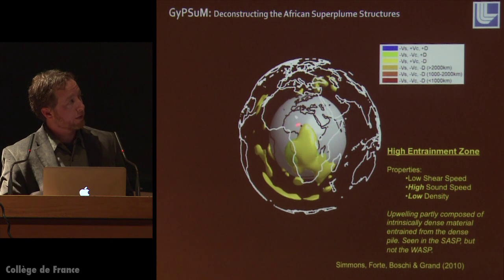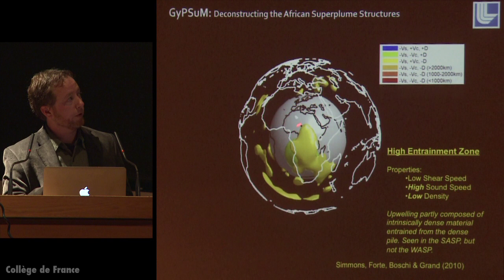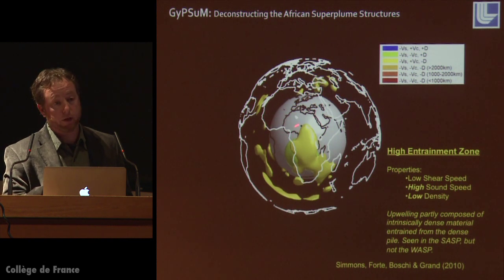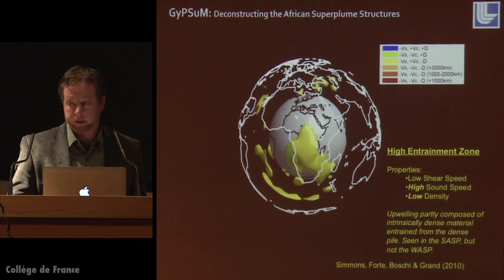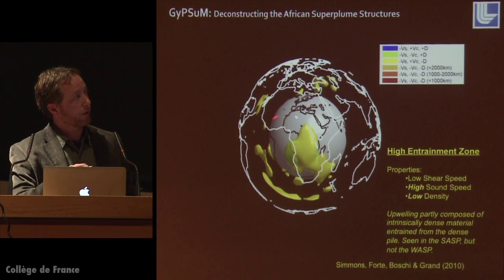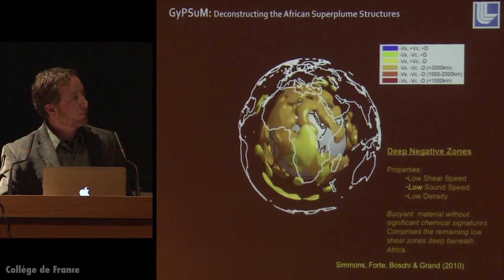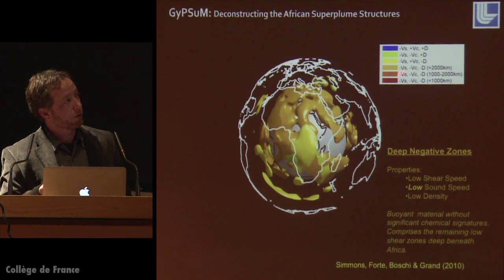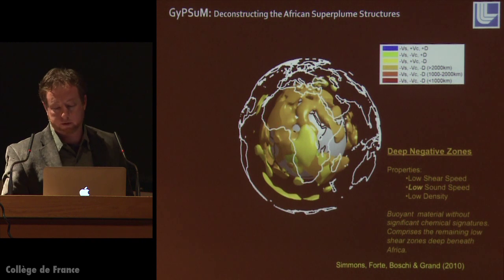Another thing to point out here is that we don't see this in West Africa, where we also have these very large low velocity provinces, but it doesn't show up there. And that's been the basis for our argument that these features in South Africa and West Africa are separate. Because when you do map the 3D structure of low shear speed, low sound speed, and low density, now this feature starts to pop up.